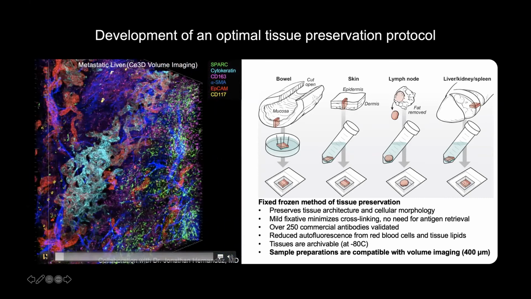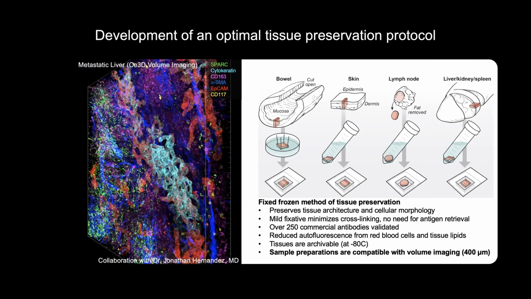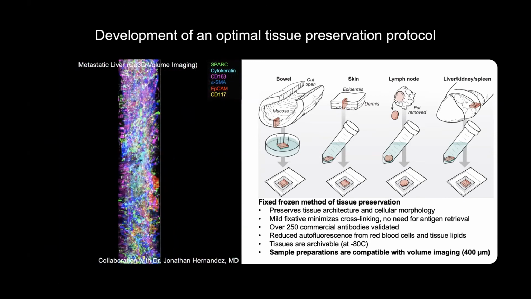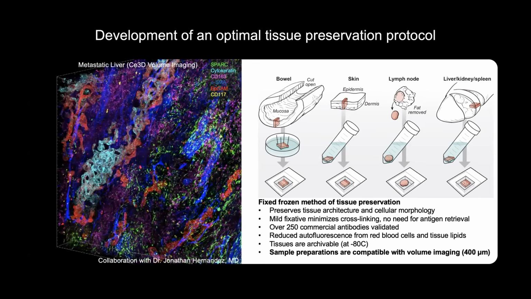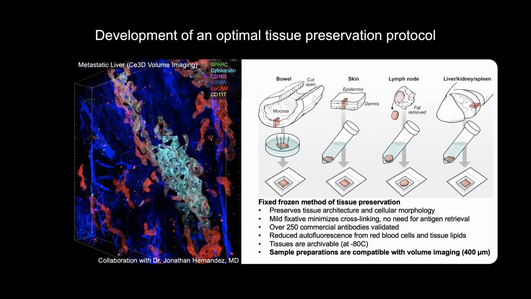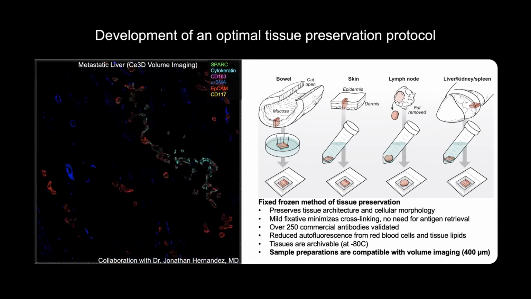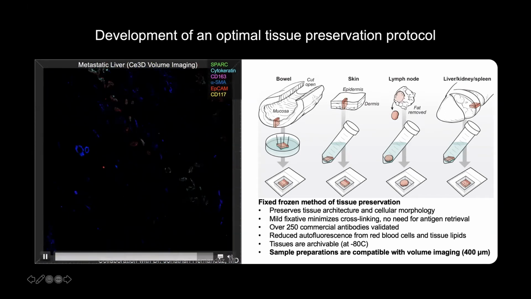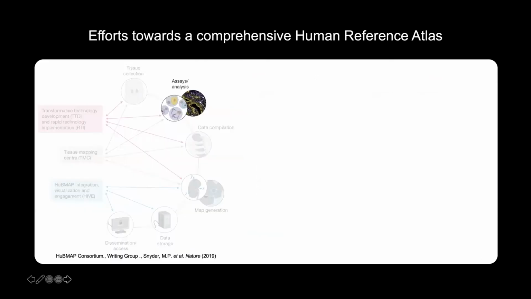What's fun and of interest in the Germain lab and others is that now we have this method that's archivable. We put it in -80 instead of room temperature for FFPE, but we can then use it for multiplex imaging of greater volumes, which we typically employ. This is 400 microns, allowing you to see the architecture of the tumor microenvironment in the liver.